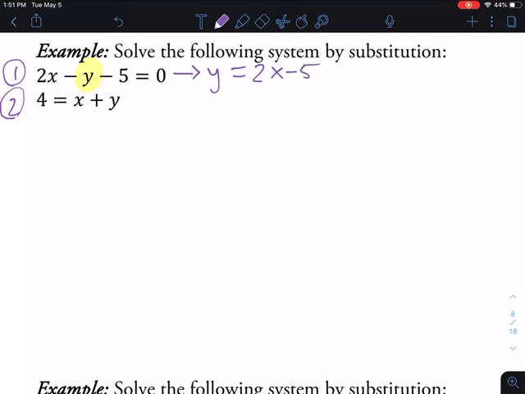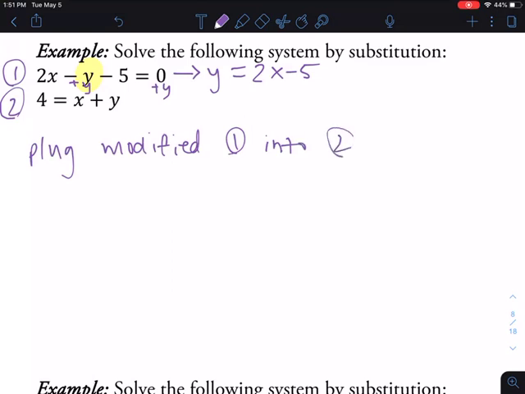So once I isolated y, I just moved y over, okay? So if you're wondering, I just did plus y, okay? And that gave me y on its own is equal to 2x minus 5. Now, once I've done that, what we're going to do is substitute this modified version of equation 1 into equation 2. Okay, so I'm going to write that out so that you have something to look back on. Okay, so plug modified equation 1 into equation 2.